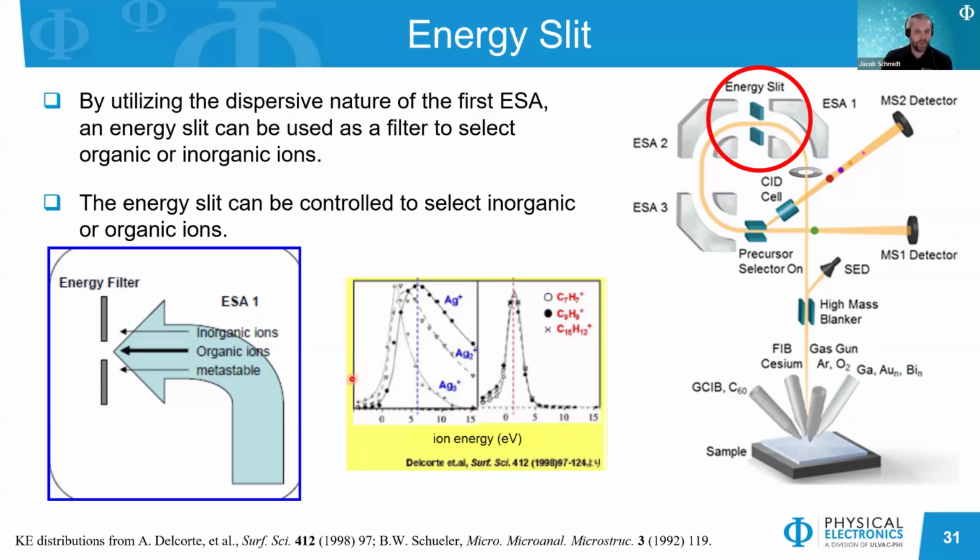And what that means is that as they enter the first ESA electrostatic field, the inorganic ions will take a wider flight path than the organic ions. And if there are metastable ions, as I mentioned earlier, they will have a shorter flight path through the first ESA. So the slit can be moved to isolate any of these flight paths.